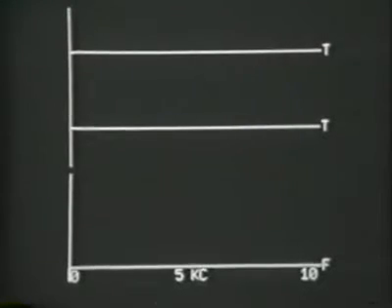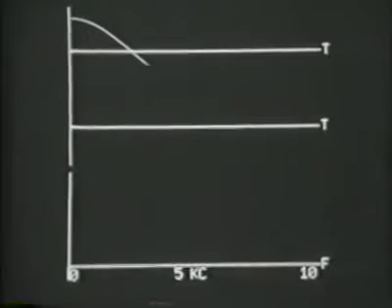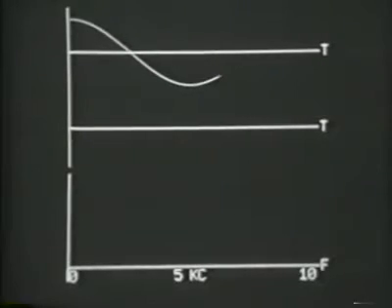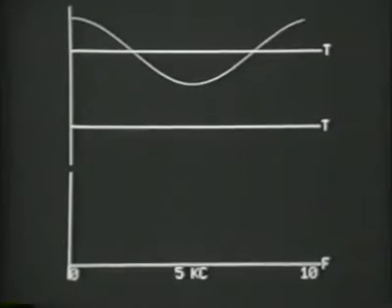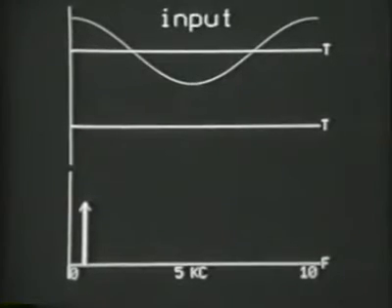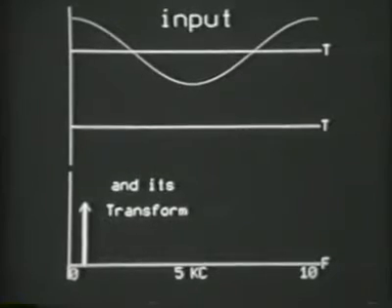So at the top, we'll have the input sinusoid without showing the samples. And its Fourier transform is an impulse in the frequency domain, as we've indicated. And if we sample it, that impulse then gets replicated.